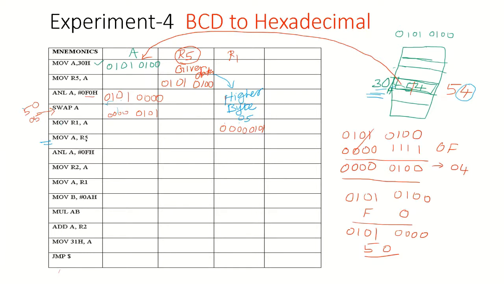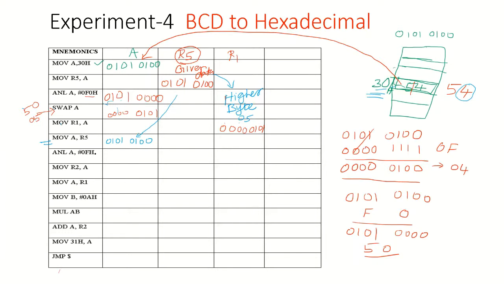So you see here, this one. Move A, R5, right? So here you'll be getting again this R5 number. This number is moved from here to here. What will be the number? 0101 0100, which is the given number 54, in BCD.